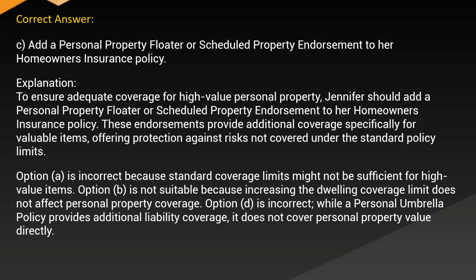Option A is incorrect because standard coverage limits might not be sufficient for high-value items. Option B is not suitable because increasing the dwelling coverage limit does not affect personal property coverage. Option D is incorrect. While a personal umbrella policy provides additional liability coverage, it does not cover personal property value directly.